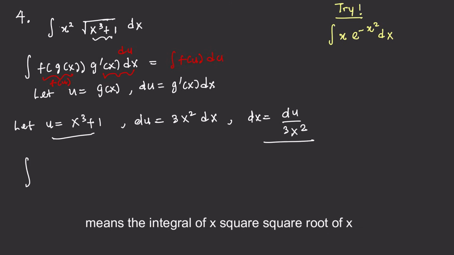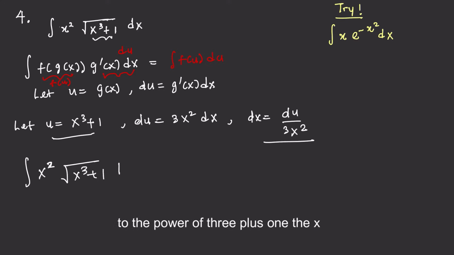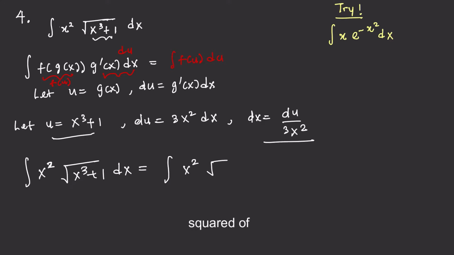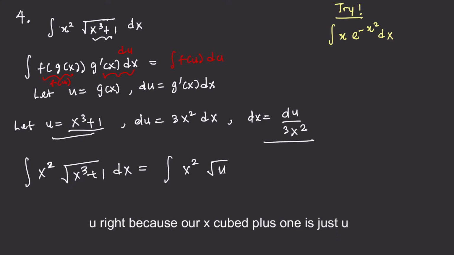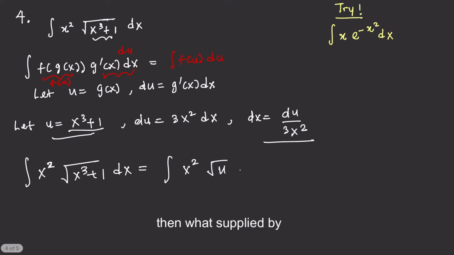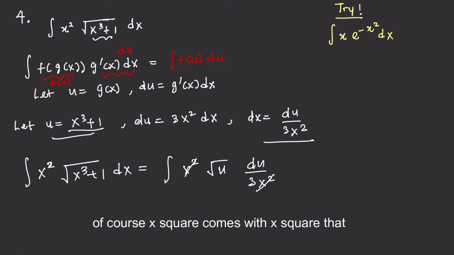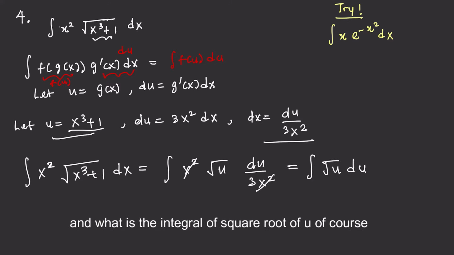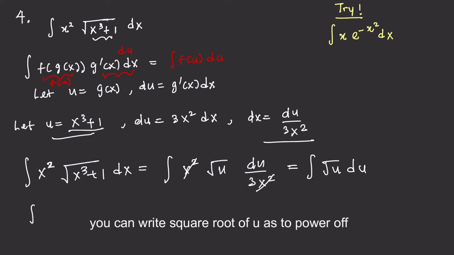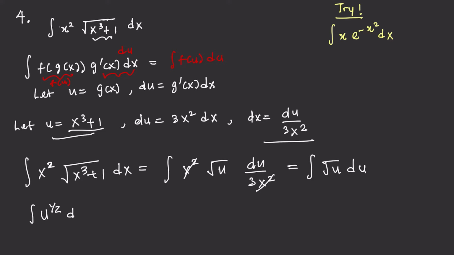That means the integral of x squared, square root of x to the power of 3 plus 1 dx, can be written as the integral of x squared, square root of u, because our x cubed plus 1 is just u, then multiplied by du divided by 3x squared. Of course, x squared cancels x squared. That means we have the integral of square root of u du. And what is the integral of square root of u? Of course, you can write square root of u as u to the power of 1/2, and integrate u to the power of 1/2 du. Don't forget our 1 over 3 outside.